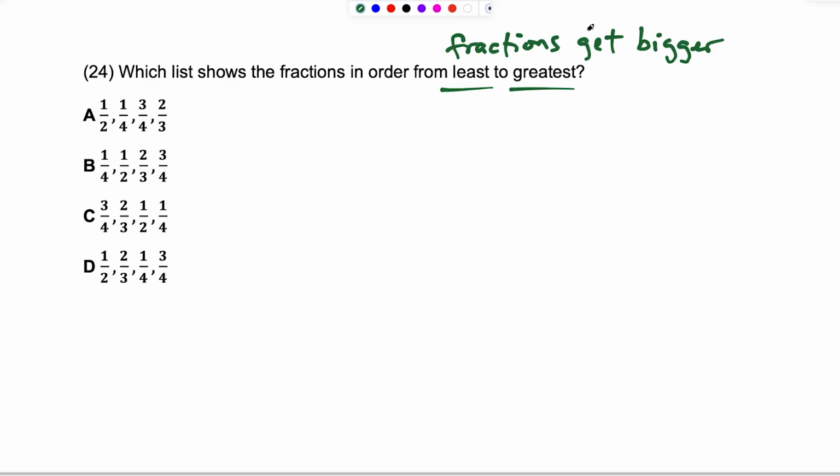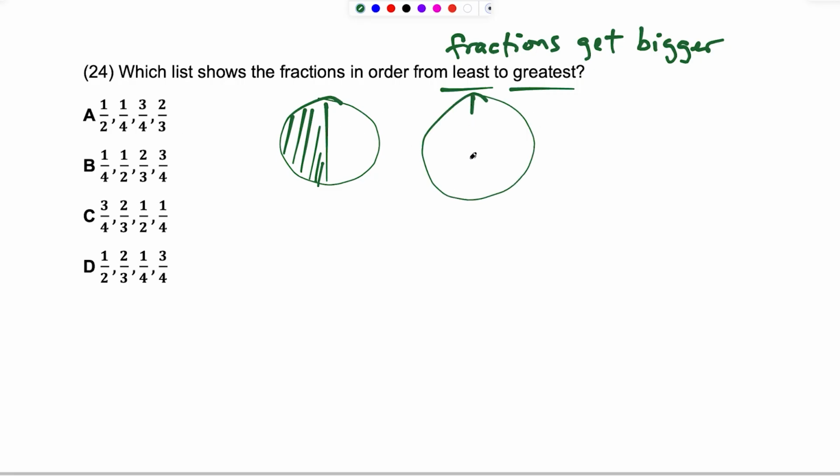Sometimes in math, you have to be able to say the question in easier language so that you know what to look for. So 1/2 means if I have, let's say, a pizza, that I ate this much. 1/4 means if I have a pizza, I ate this much, 1 out of 4 slices. And you could see that this much on the left is more than this much on the right. So this is not the fractions getting bigger. So choice A is out because 1/2 is greater than 1/4. And now we look at this one.